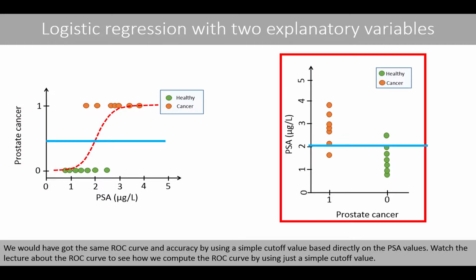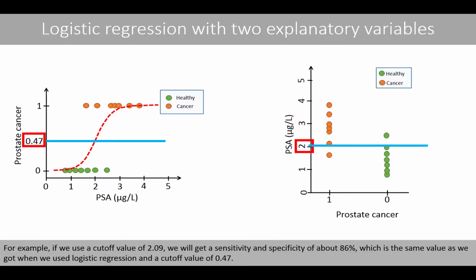We would have got the same ROC curve and accuracy by using a simple cutoff value based directly on the PSA values. Watch the lecture about the ROC curve to see how we can compute the ROC curve by using just a simple cutoff value. For example, if we use a cutoff value of 2.09, we'll get the sensitivity and specificity of about 86%, which is the same value as we got when we used logistic regression and a cutoff value of 0.47.